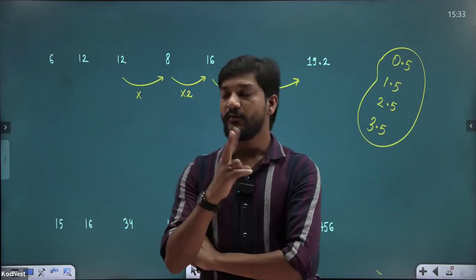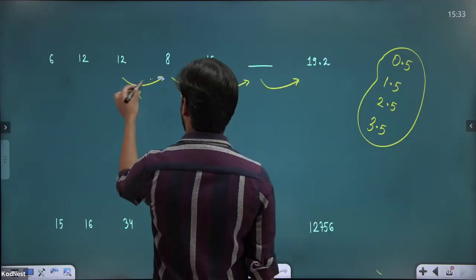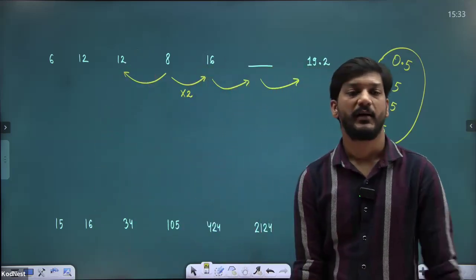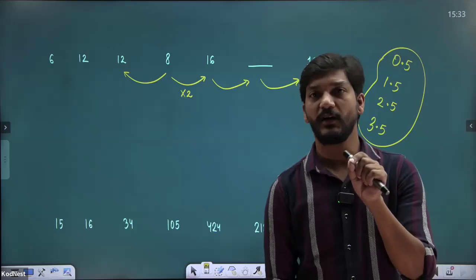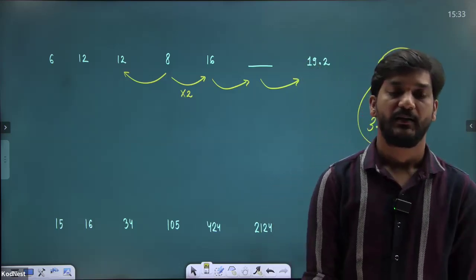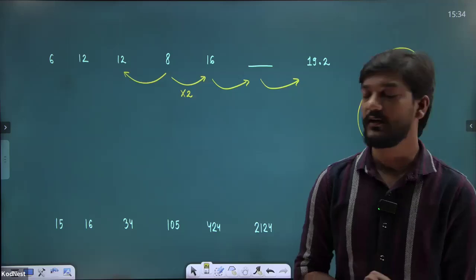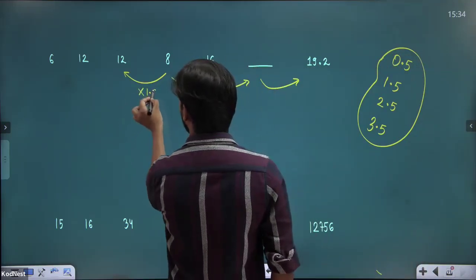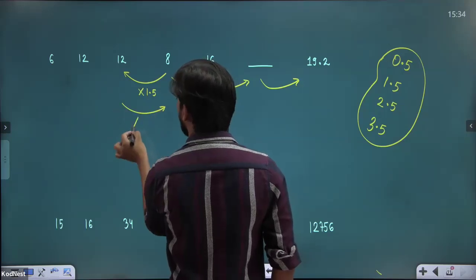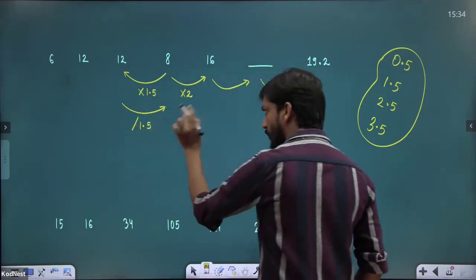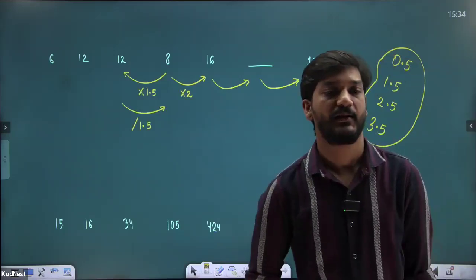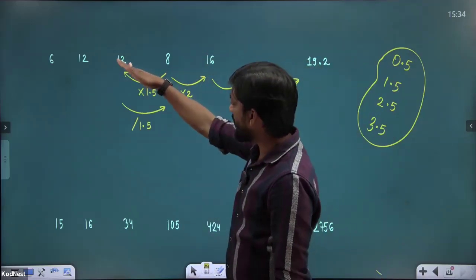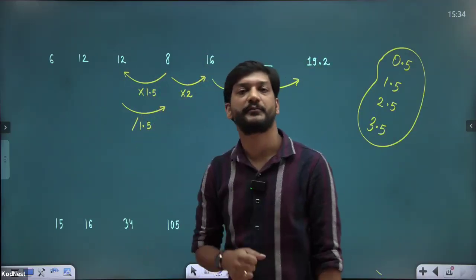Try to observe in reverse. Please check: 8 into some decimal, will it give you 12? Yes, it will give you. And what is it? 1.5. So if you are saying 1.5, in reverse you will say, sir, divide by 1.5. Is this point clear or not? In this direction it is multiply, so in the reverse direction it will be divide.